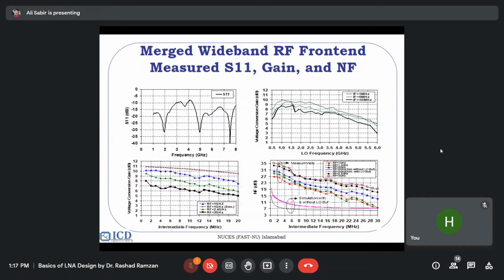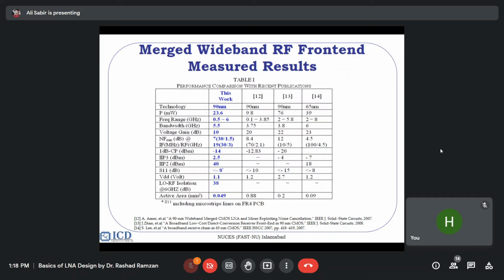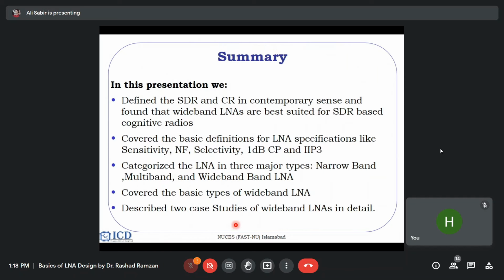So this is the input response. This is the gain curves. This is the noise figure, with the different combinations when you have different LOs and different frequency bands. And this is the comparison of the result with the state of the art. You can see all the designs published in this reference paper.